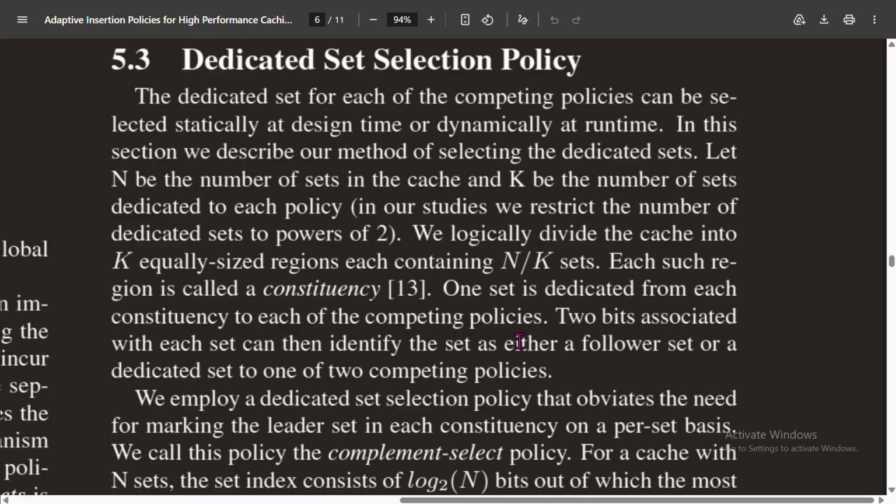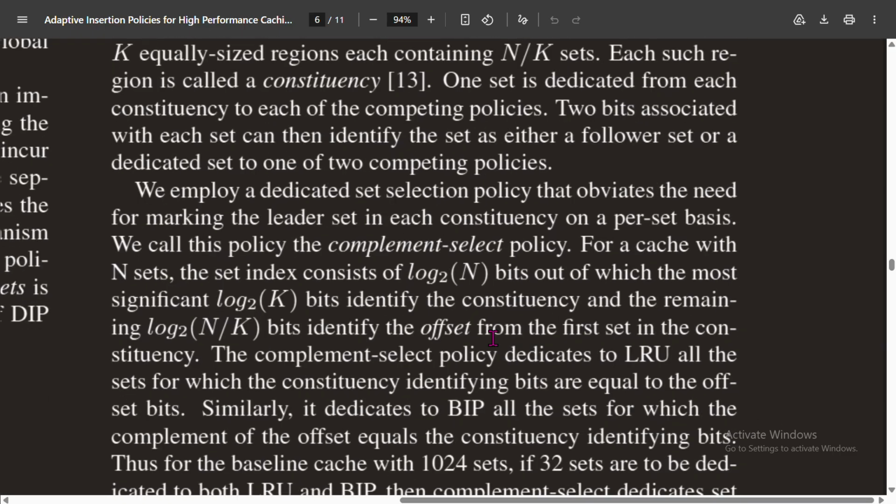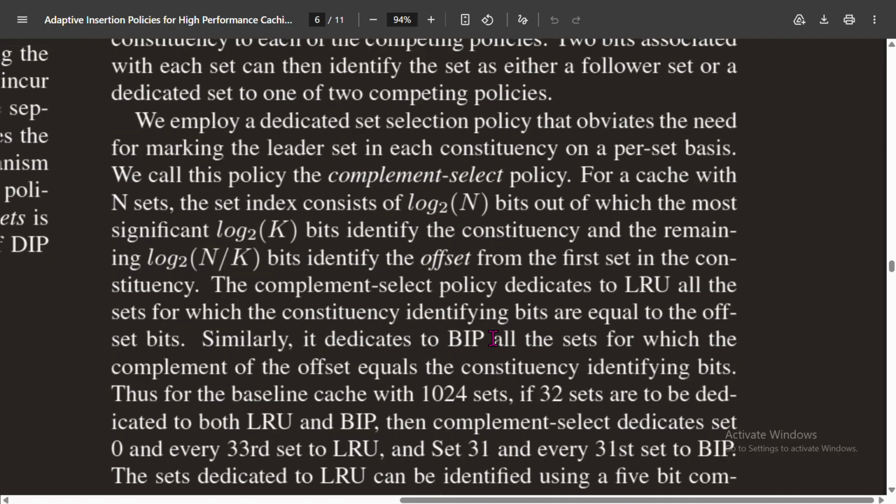Each such region is called a constituency. One set is dedicated from each constituency to each of the competing policies. Two bits associated with each set can then identify the set as either a follower set or a dedicated set to one of the two competing policies. We employ a dedicated set selection policy that obviates the need for marking the leader sets in each constituency on a per set basis. We call this policy the complement select policy.